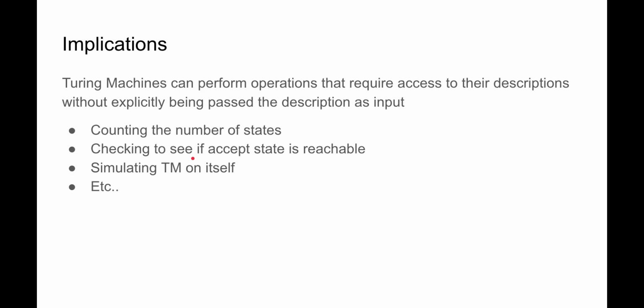So now let's look at the implications. This means that any Turing machine can perform operations that require access to their descriptions without explicitly being passed a description as input. So you can define a Turing machine that counts the number of states it has, checks to see if the accept state is reachable from some state, or even simulates itself on itself, and various other things that require this knowledge of the description.